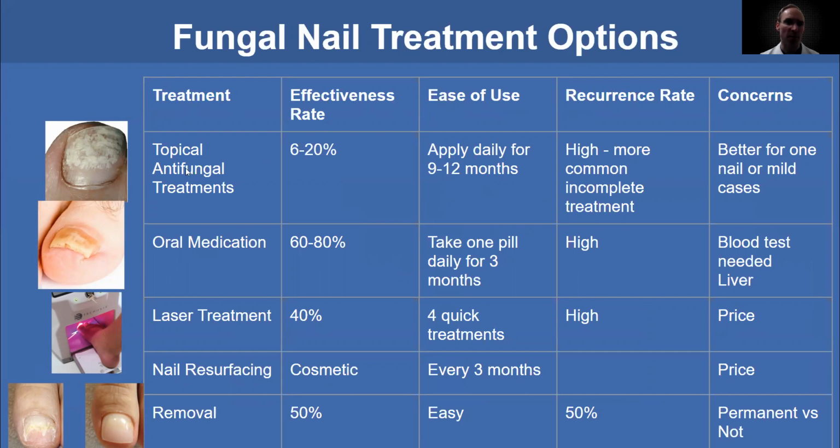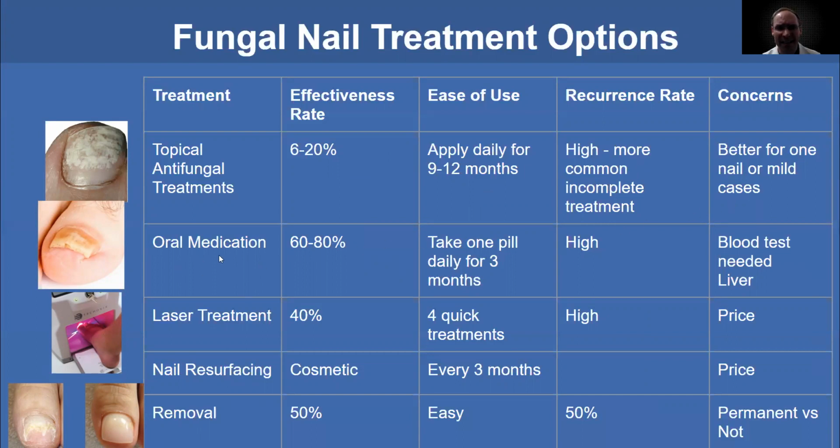So let's start with topical. There's like 500 topicals that you can buy over the counter. There's Vicks. There's some that you can get by prescription. I kind of throw them all in the same boat, about 6 to 20%. I don't find them all that effective. Maybe if you have one toe or a part of a toenail that's affected, you have to put them on for a long time. So that's one of the main reasons it's not very easy to use. There's a high recurrence rate, more because of incomplete treatment. That's my main concern. So it's better for mild or one nail.